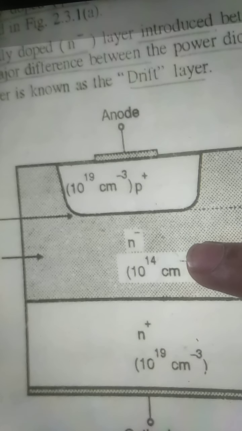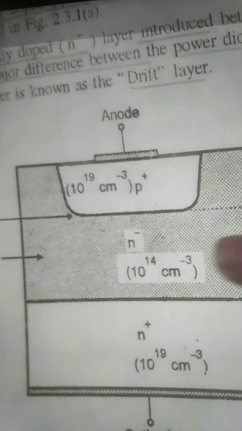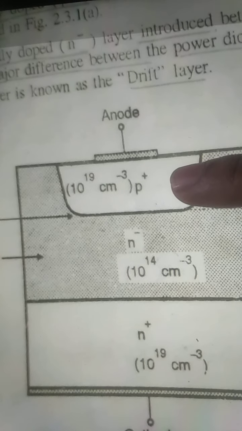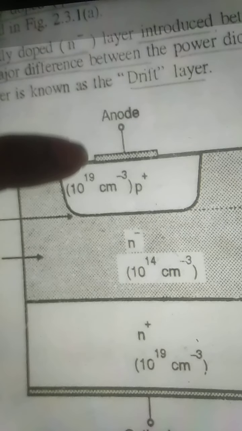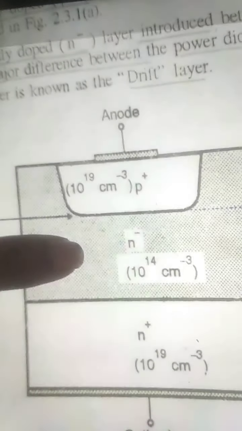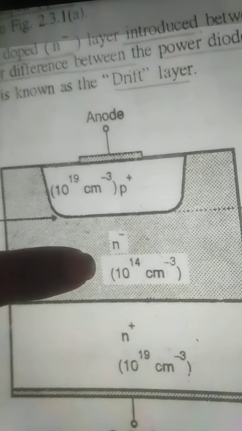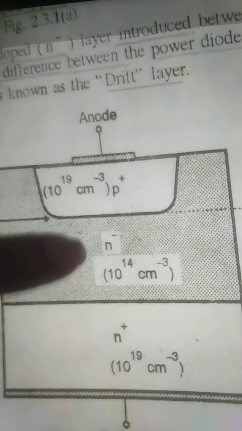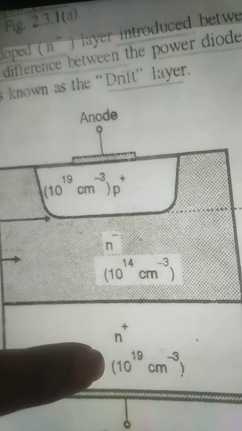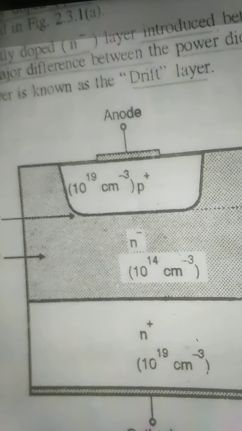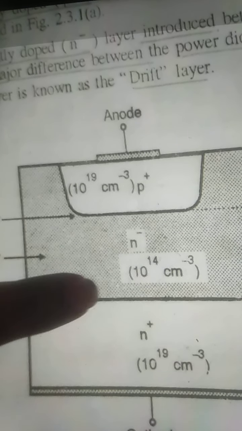Again, this n minus is doped in a low concentration, and this n plus is doped in a heavy concentration. Heavily doped, lightly doped, and heavily doped. So p plus material is heavily doped, n minus material is doped in a light manner, and n plus is doped in a heavy way. So in case of this power diode, in between p plus and n plus there is n minus.